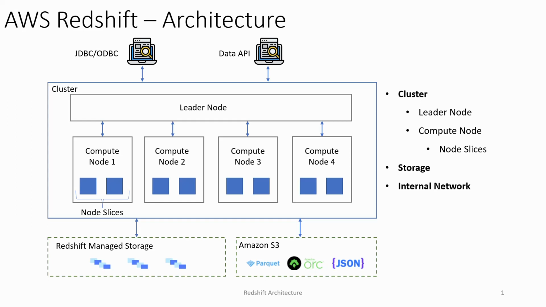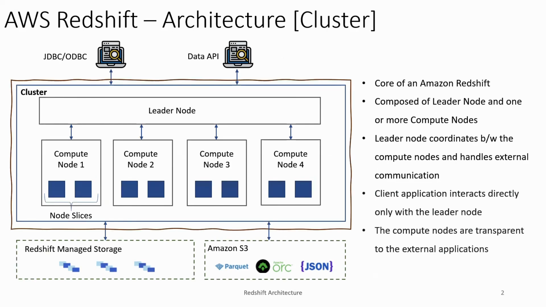Let us talk about AWS Redshift architecture at a high level. Redshift architecture contains the following key components: the cluster, storage, and internal networking. Within the cluster, we have a leader node, one or more compute nodes, and each compute node is partitioned into a number of node slices.